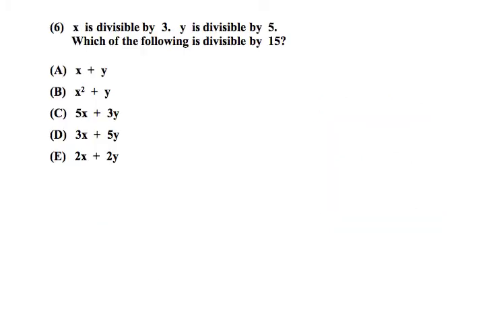Next example. X is divisible by 3, y is divisible by 5. Which of the following is divisible by 15? So again, let's be concrete. X is divisible by 3, so let's make that 9. Y is divisible by 5, so let's make that 10. So x plus y, that's 19. Is that divisible by 15? No. X squared, 81, plus 10 is equal to 91.